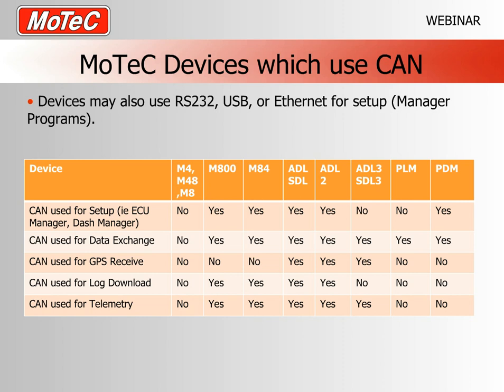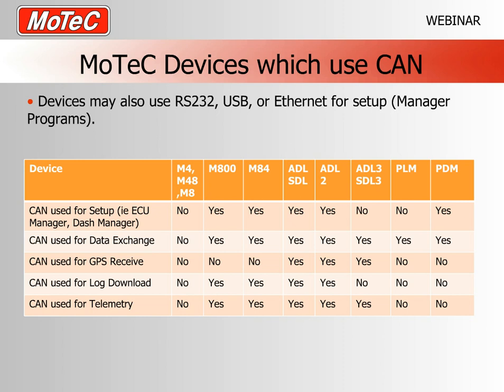Our latest generation of dash loggers, the ADL3 and the SDL3, communicate to the PC via Ethernet. So that means that CAN is not used for the setup program, for the dash manager program, and it is not used for the log downloads. Ethernet is used for both of those functions. Of course, CAN is used for data exchange again on these dashes with ECUs and so forth. They do have the GPS capability, and they can be used for telemetry as well via CAN. So the only difference here is that the download and the PC communications are done via Ethernet.